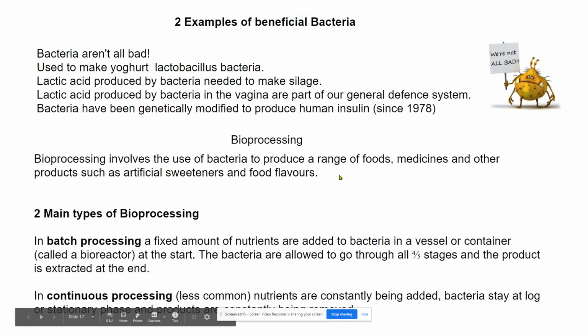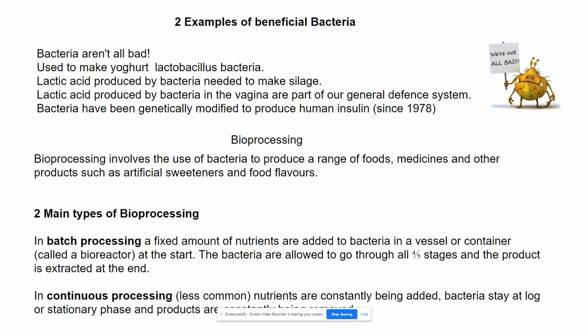Okay, we're looking at now examples of beneficial bacteria. Not all bacteria are bad or cause disease. Okay, some bacteria are used to make yogurt. These are the lactobacillus. Lactic acid is needed to make silage. So when you collect grass and put it in a pit for the winter and cover it with plastic, you're making anaerobic conditions, you're removing the oxygen, and the type of bacteria that thrive there produce lactic acid as a byproduct. This lactic acid is a low pH and will preserve the grass.